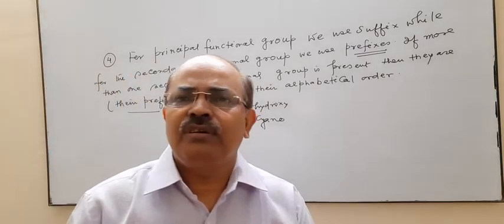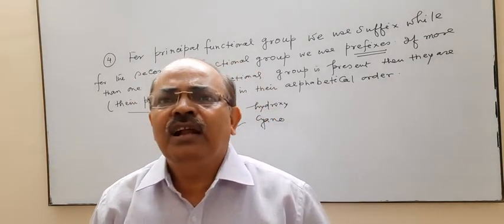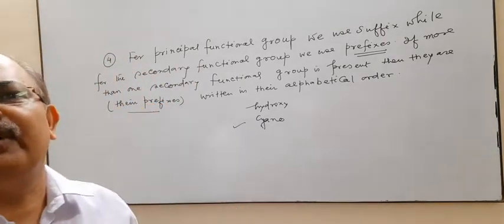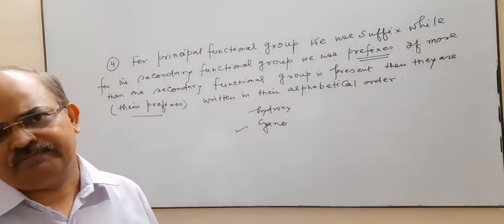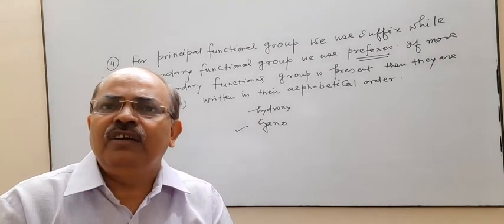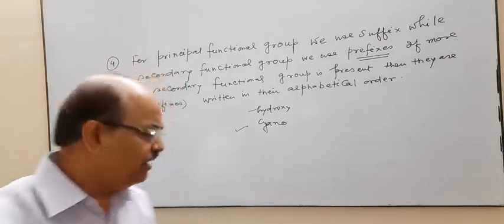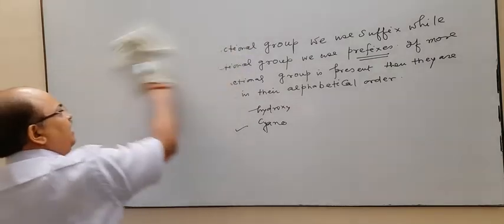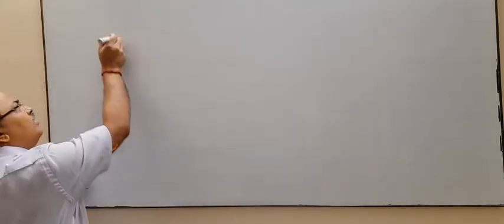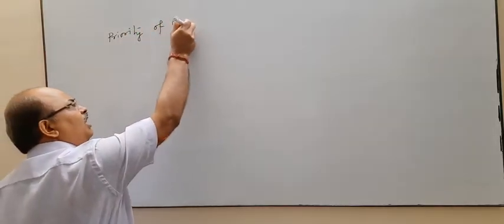Now the question is, let us suppose we have different functional groups, then how can we identify which functional group is the primary functional group and which is the secondary functional group? Means how will we know which is the seniormost functional group and which is not? For that we have a priority sequence rule. So here we have the priority of functional groups.